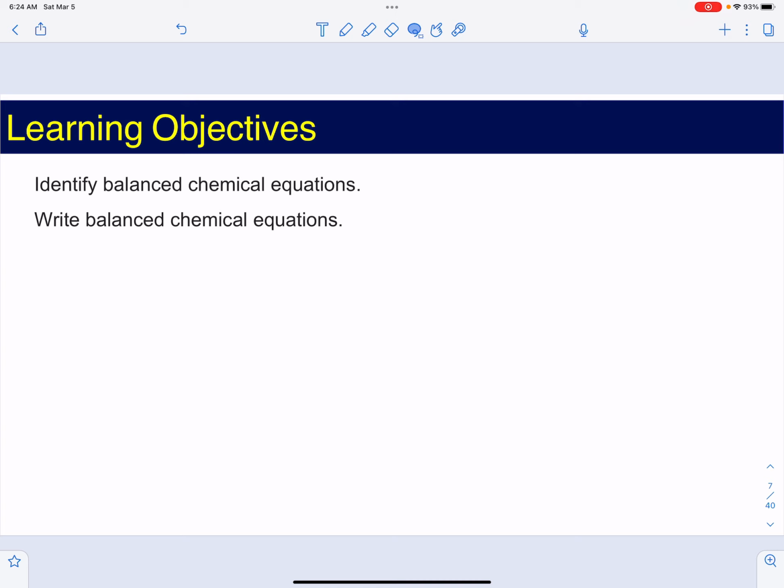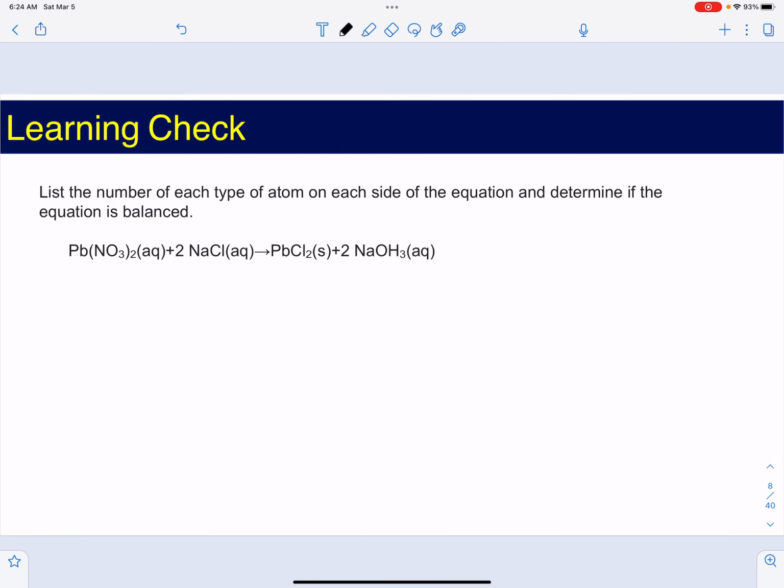So that's how we're gonna identify that our equation is balanced. That's how we're gonna balance equations, and we're also gonna see how we can write it straight from the formulas. So let's start with this one. List the number of each type of atom on each side of the equation and determine if the equation is balanced or not. That's what we just did earlier. So my advice is, until you feel more confident with it, eventually you should be able to do it on top of your head, always use this table.